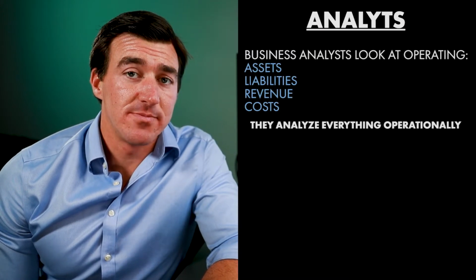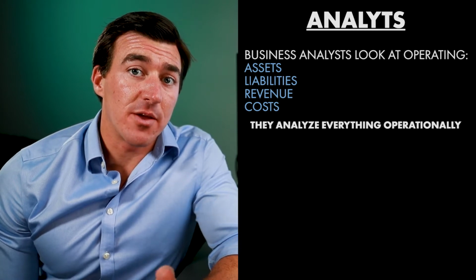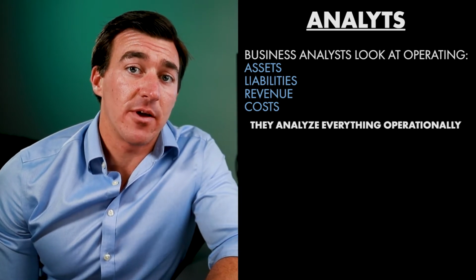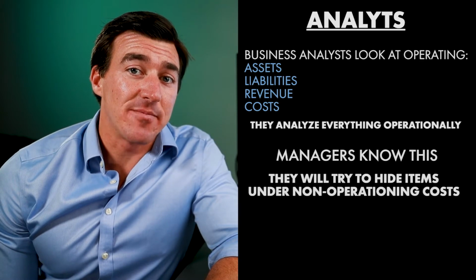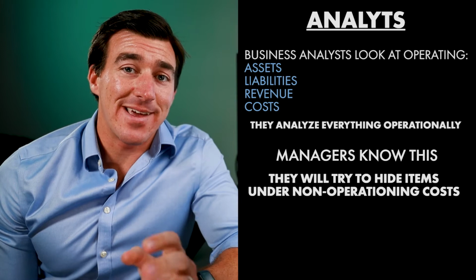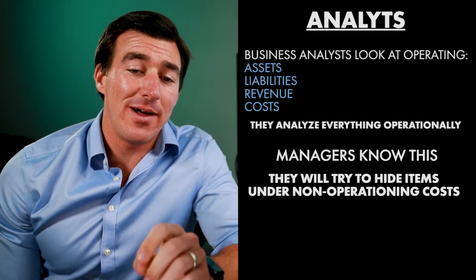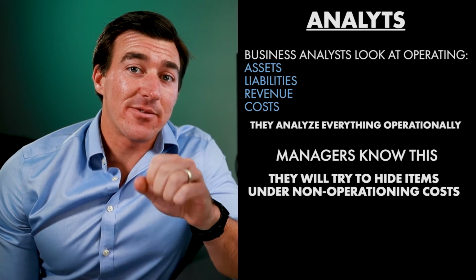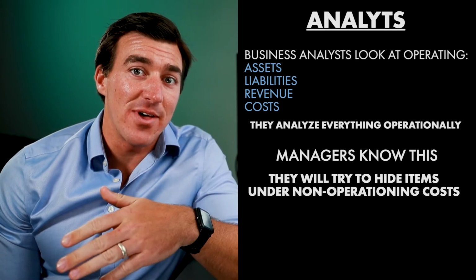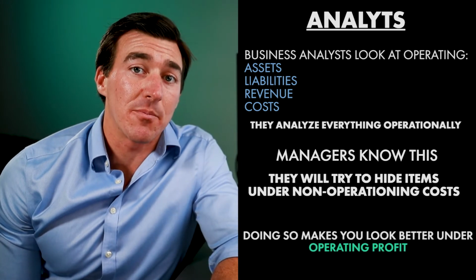As we know, a lot of business analysts just look at operating everything pretty much, including operating costs. And so if managers know this, because a lot of managers are actually ex-business analysts some way, somehow, they might try to hide some things in non-operating costs. For example, if I know I just hadn't done that good this year on my cost side of things, I might say, well, you know what? This is usually an operating cost, but this time I'm going to move that over to the non-operating side of things, just so that we look a little bit better in our operating profit.